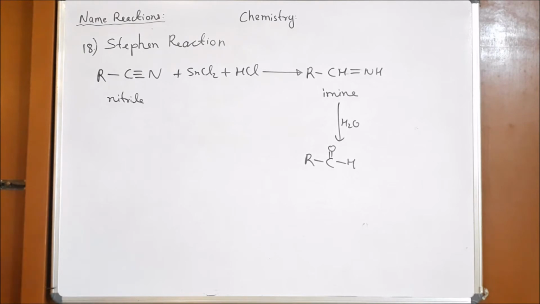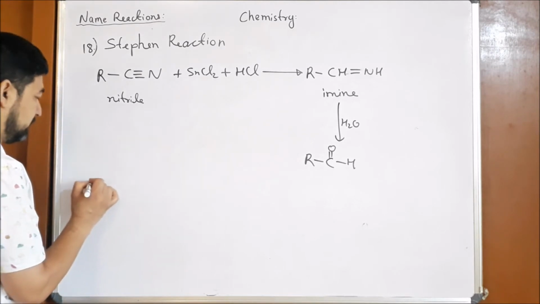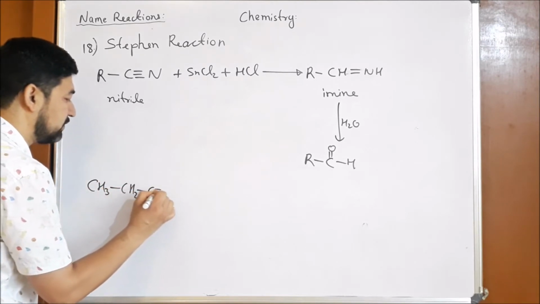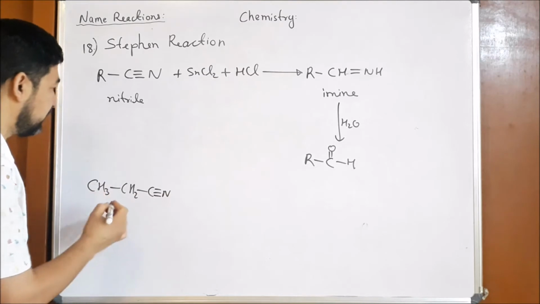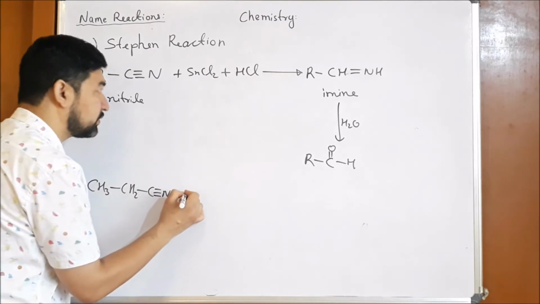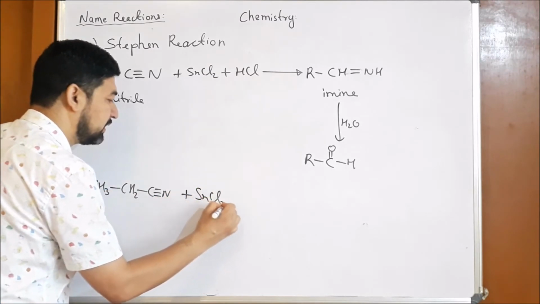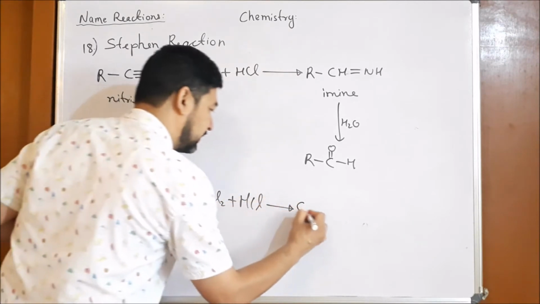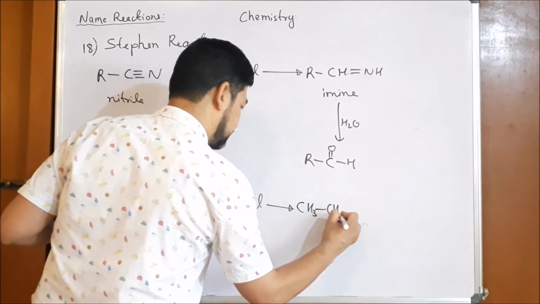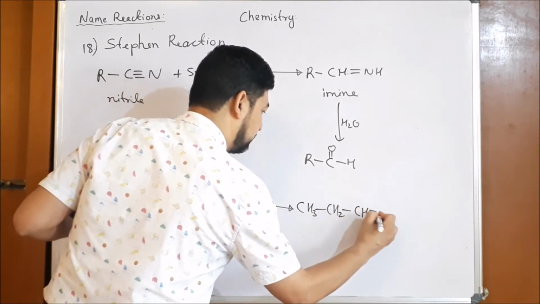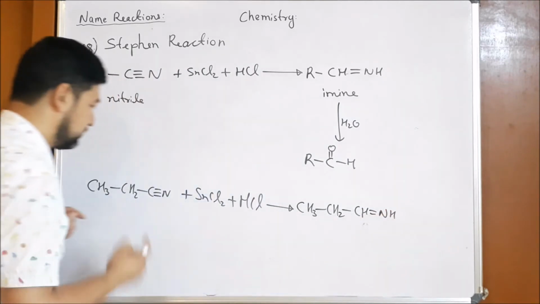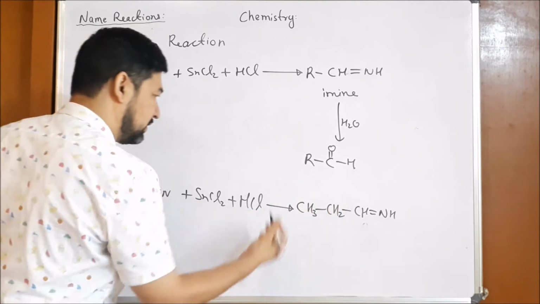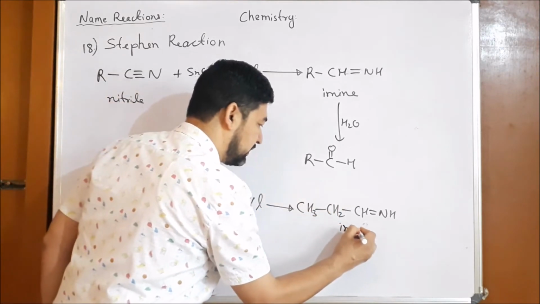If I take a particular example, it will be CH3CH2C≡N. So if I have this nitrile, and it is passed through stannous chloride and HCl, then it forms an imine. Remember, you have to write CH3CH2CH=NH. So one bond is removed. So this is your imine.